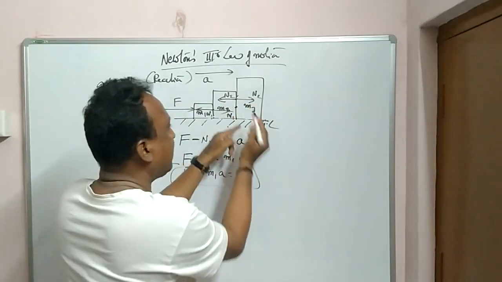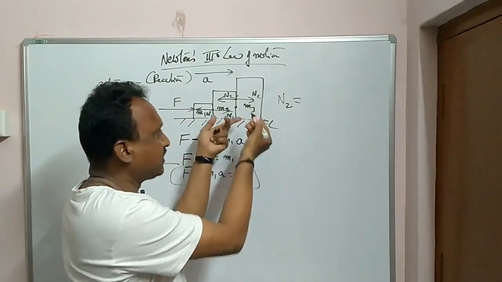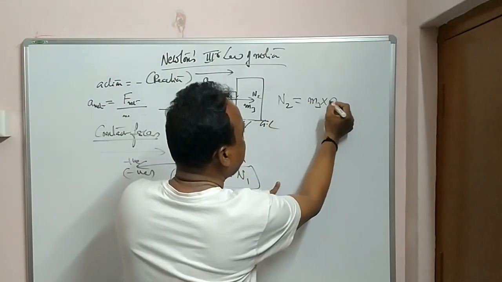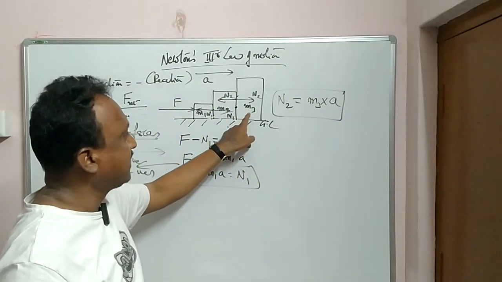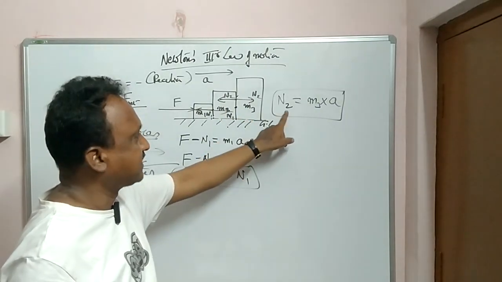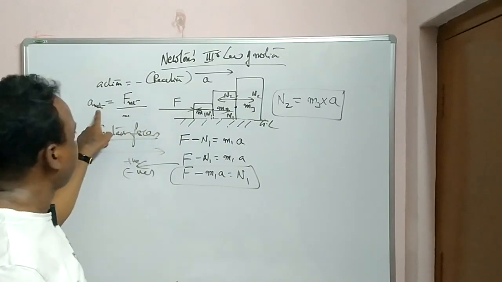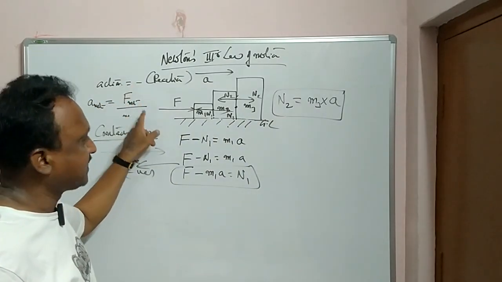See, only N2. So, N2 force acting on the third block is equal to M into A, that is M3 into A. So, this is the contact force acting on the second block and third, because of equal and opposite reaction. So, N2 is equal to M3 into A, where A is what? A net, F net by M net, that is F by M1 plus M2 plus M3.